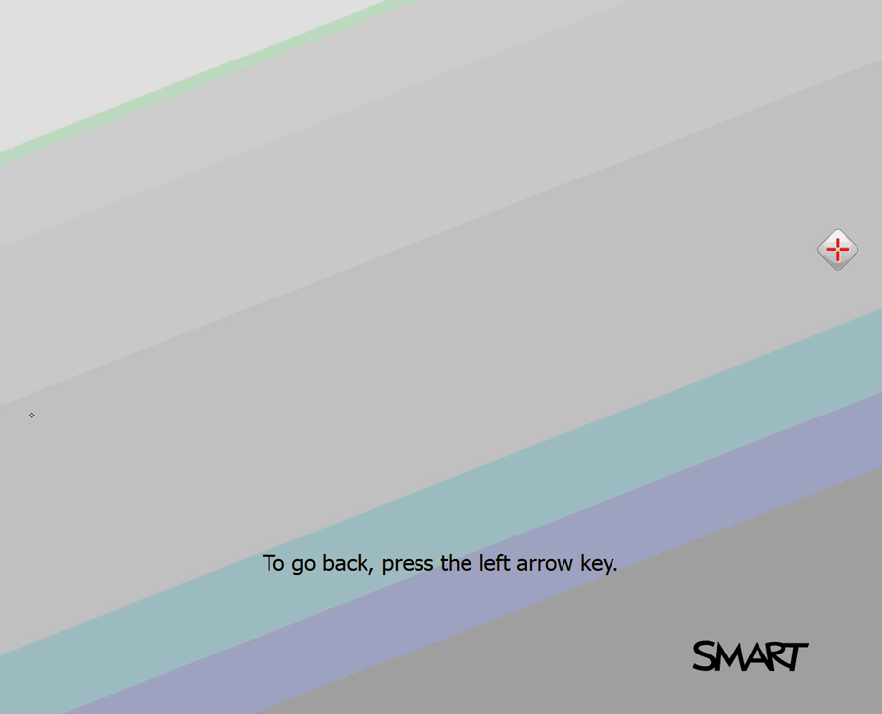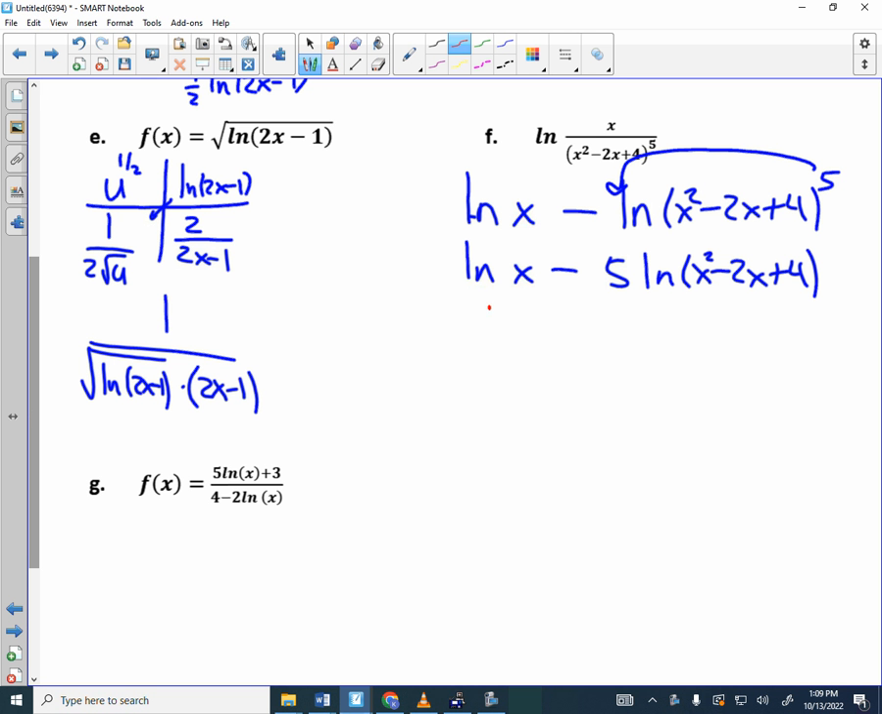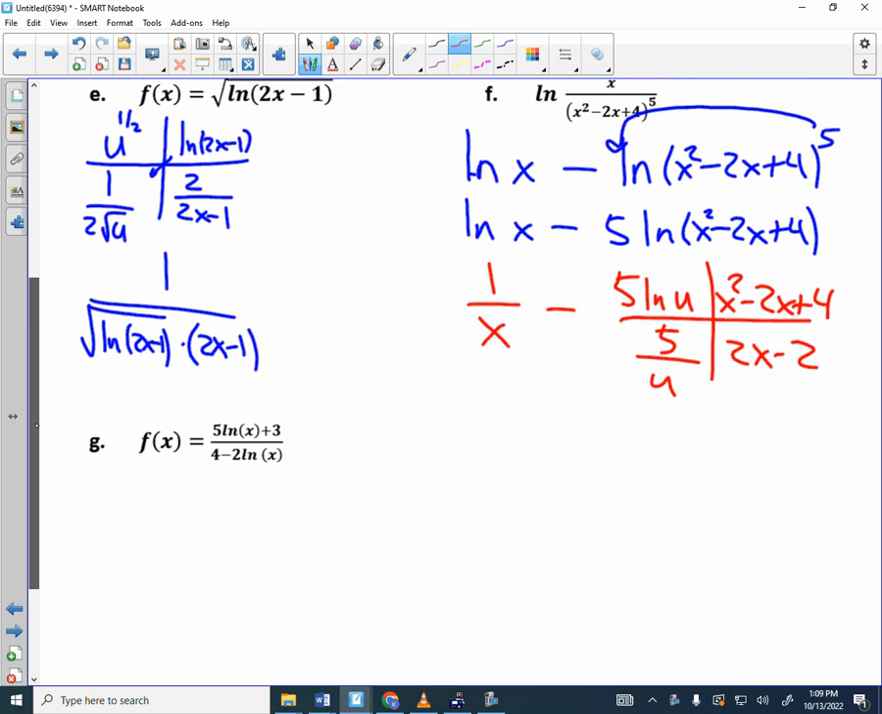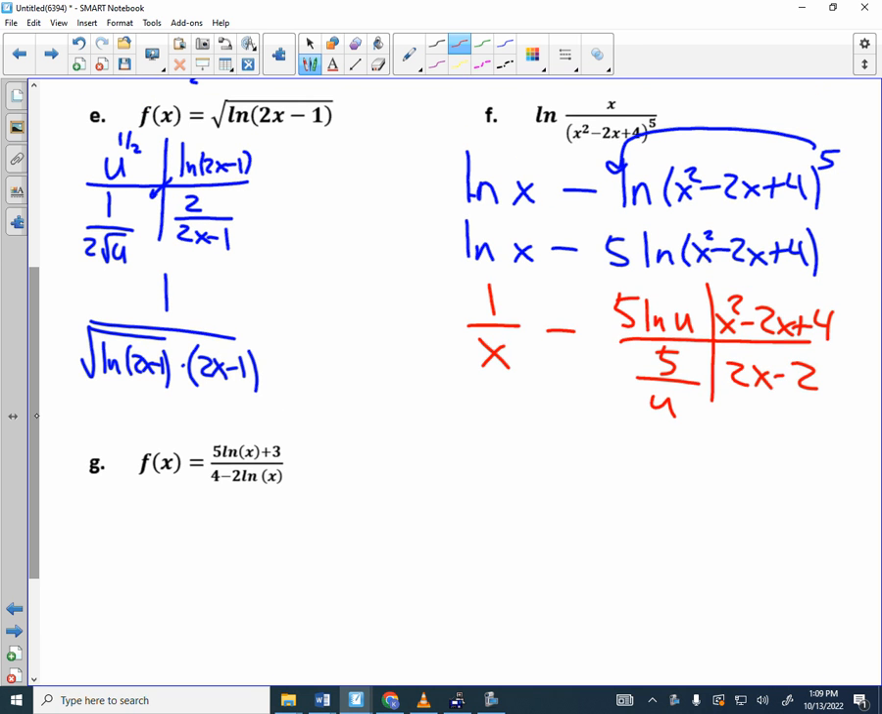I want to do logarithmic differentiation. Take your time, Whitney. You have to step out of the light. Okay. What did I do? Oh, it's minus. That's what I got. If you left the top as 5 times 2x minus 2, that's fine. That's what I got. So that's the answer. That's your derivative.